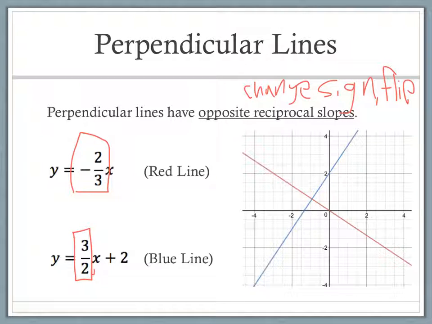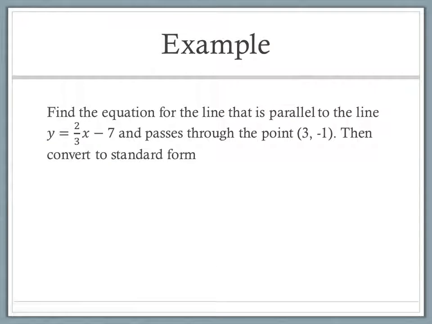Sometimes we'll have to use that when we write equations of lines. So for this example, it says find the equation of the line that is parallel to the line y equals 2/3 x minus 7 and passes through the point (3, -1). Then convert to standard form. So first it says parallel, so that tells me I'm going to use the same slope. So I'm going to use 2/3 as my m.